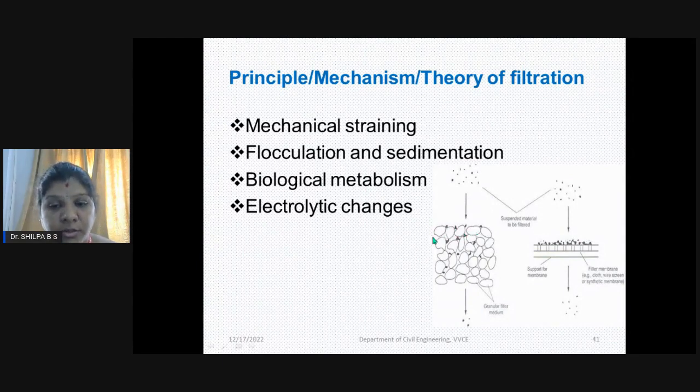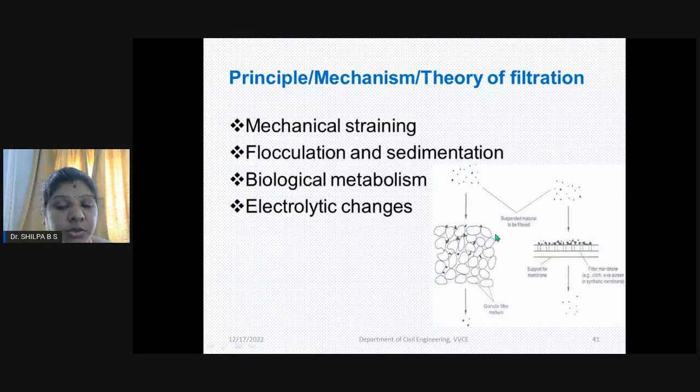So that is called mechanical straining. Then as the water passes through these voids, whatever particles pass through will be retained for some time, which acts as a chance for flocculation, and there may also be a chance of sedimentation happening here.